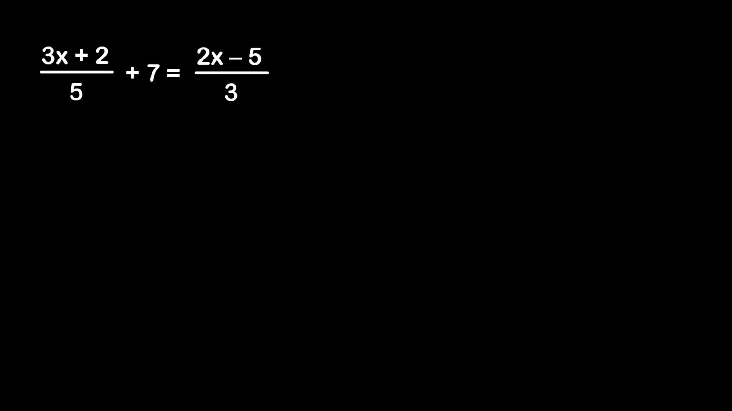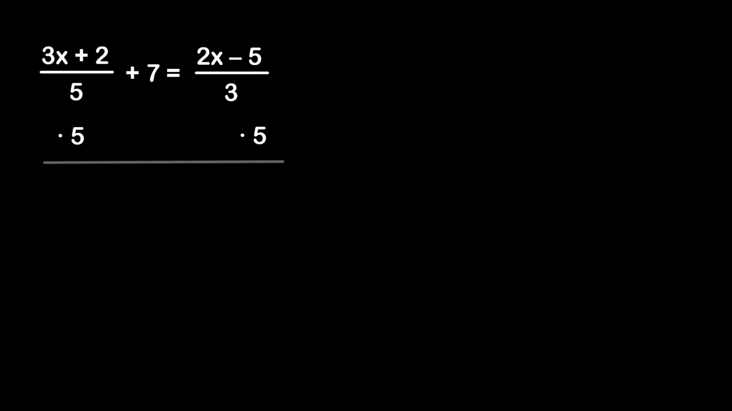So as we did in the previous video, we looked at the denominator of the first fraction and just multiplied both sides of the equation by the denominator. So in this case the first fraction has a denominator of 5, so we're going to multiply the left-hand side by 5, and therefore we're going to multiply the right-hand side by 5.